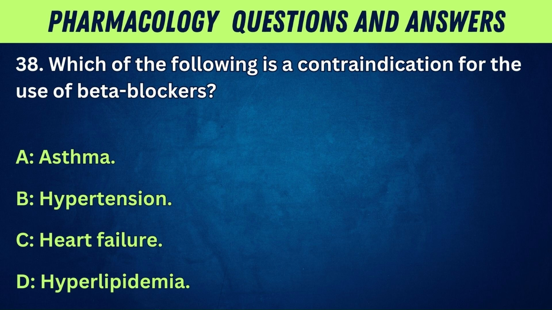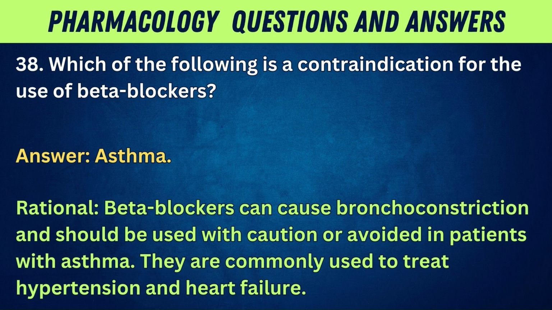38. Which of the following is a contraindication for the use of beta blockers? A. Asthma. B. Hypertension. C. Heart failure. D. Hyperlipidemia. Answer: asthma. Rationale: beta blockers can cause bronchoconstriction and should be used with caution or avoided in patients with asthma. They are commonly used to treat hypertension and heart failure.